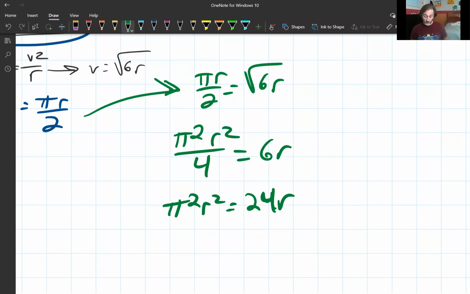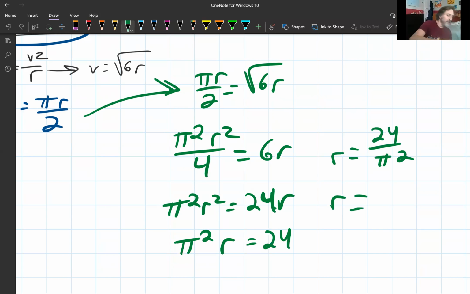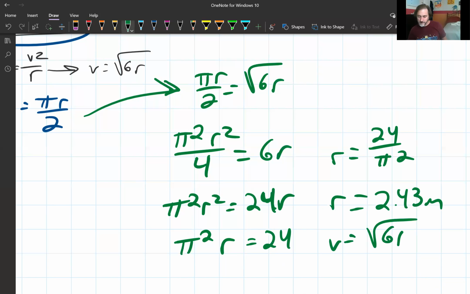One of the solutions is 0, so let's divide by r. So pi squared r equals 24. Cool, so r is just 24 over pi squared. Let me grab my calculator. 24 divided by pi squared gives us 2.43 meters. And now I can plug that back in to find my velocity. Times 6, square root, 3.82 meters per second.